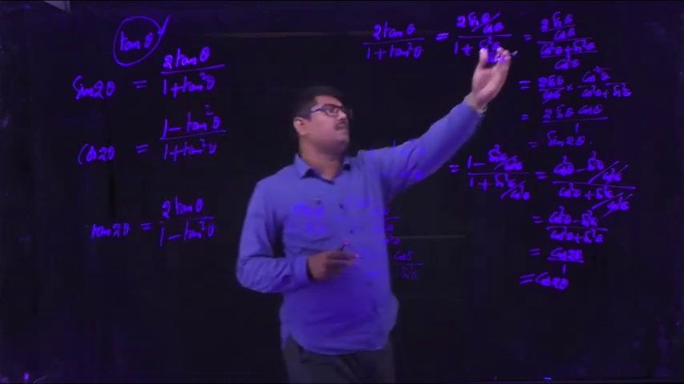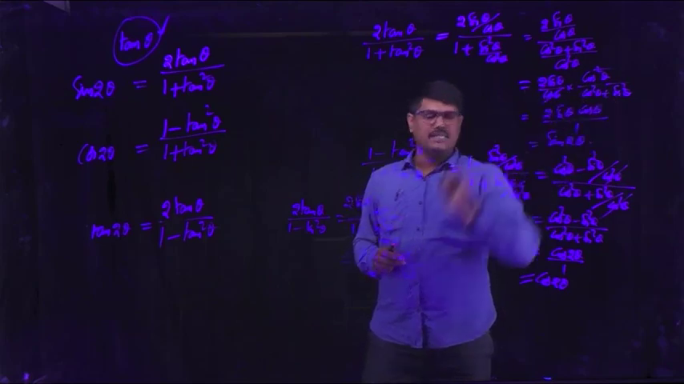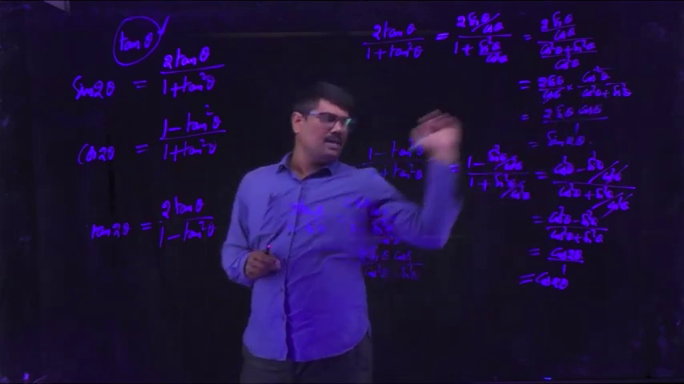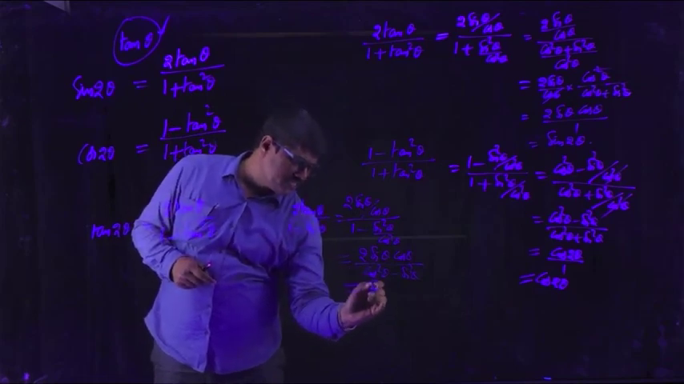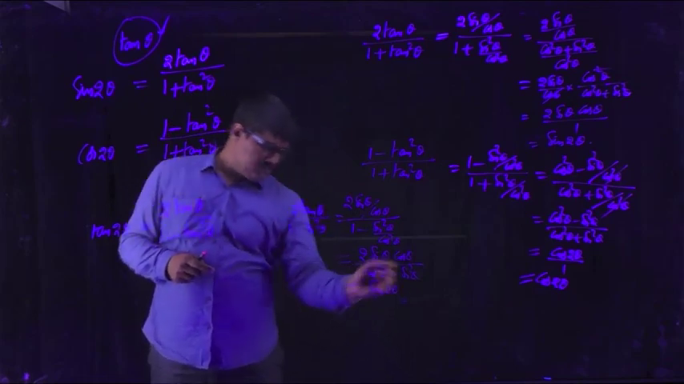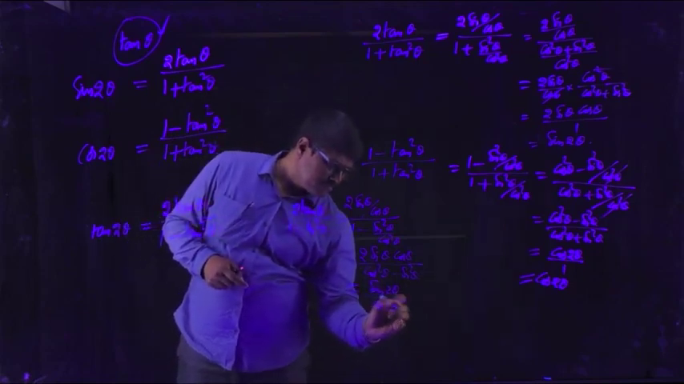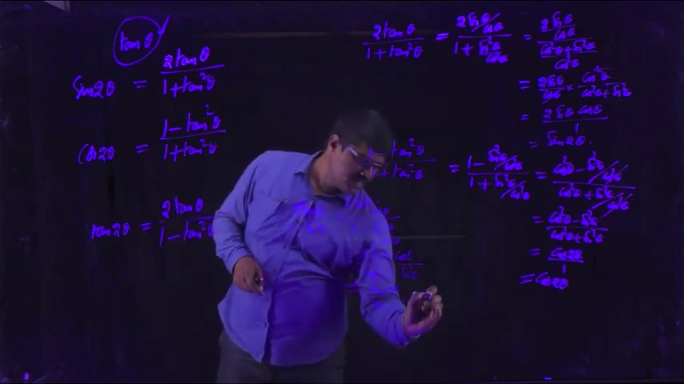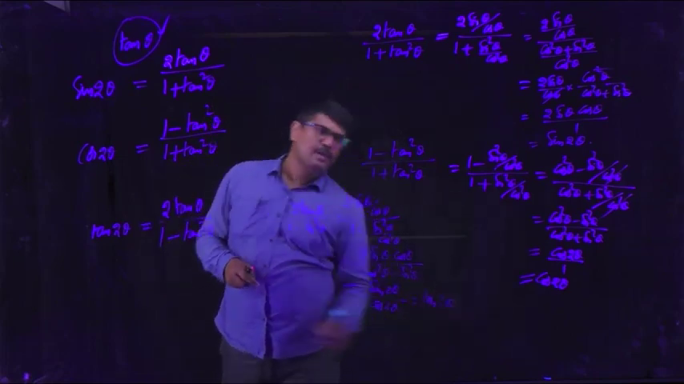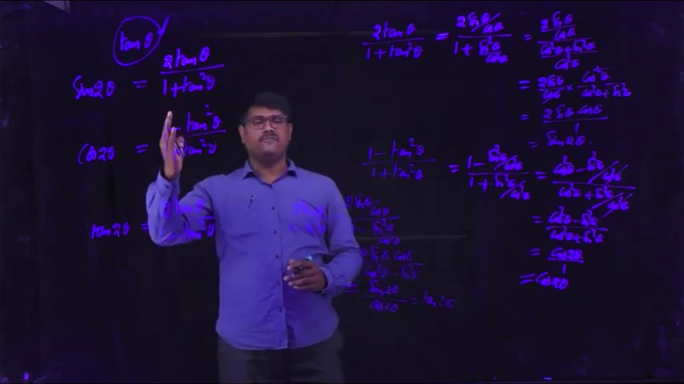You have a similar format here, only the difference is minus. So you will get 2 sin theta cos theta by cos square theta minus sin square theta. 2 sin theta cos theta is sin 2 theta. Cos square theta minus sin square theta is cos 2 theta. So you will get sin by cos, that is tan. So you will get the formula for tan 2 theta. So these are the formulas of 2 theta in terms of tan theta.